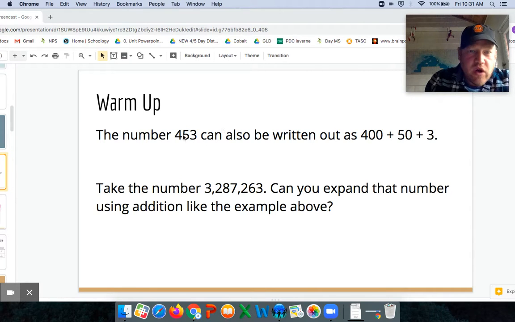453. We can also write it as 400 plus 50 plus 3s. Our 1s plus our 10s plus our 100s. Now, we can do that same thing with much, much larger numbers like this one. Can you expand that out? Think about your place values. 1s, 10s, 100s, thousands, etc. You might want to pause here and think about what that would look like.